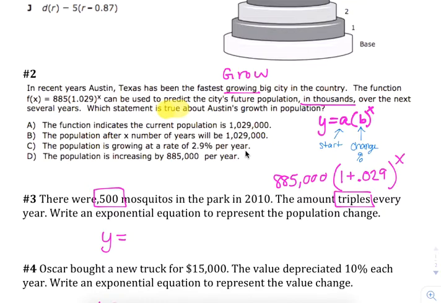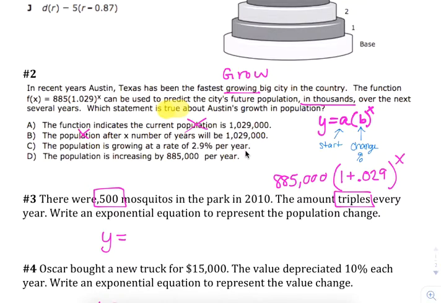The function indicates the current population is 1,029,000. That number is not even population. That number is talking about the percentage that you're growing. That's where the 1029 comes from. Okay, so this isn't even talking about population. Option B, it says the population after X number of years will be 1,029,000. Again, we're not talking about people with that number. That's your change. You're saying it's increasing by this amount. So we're not talking about people on these units.